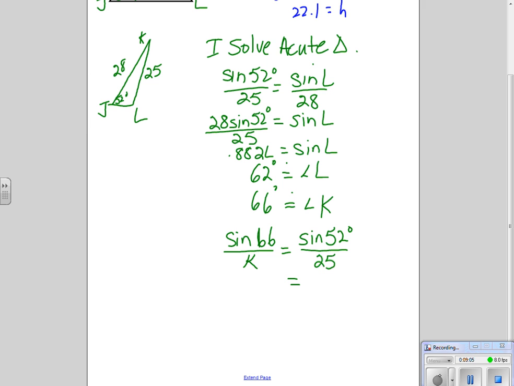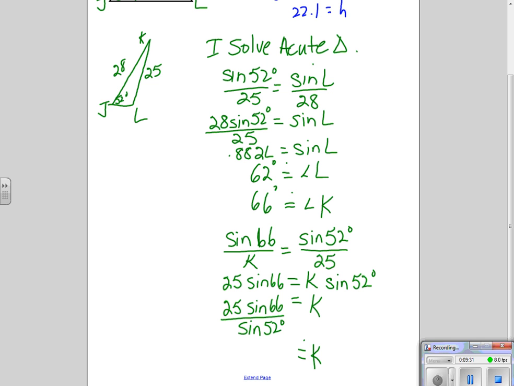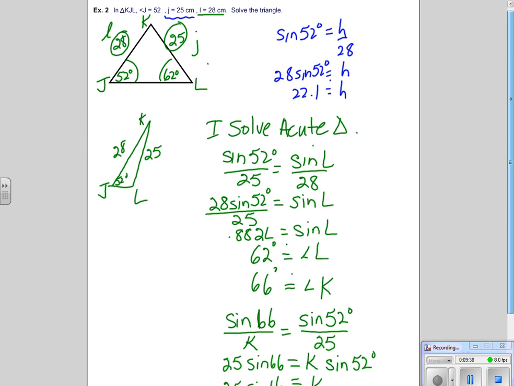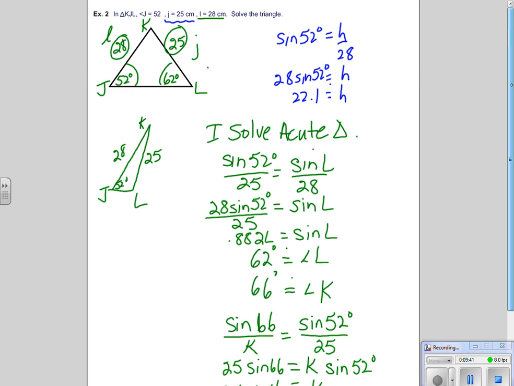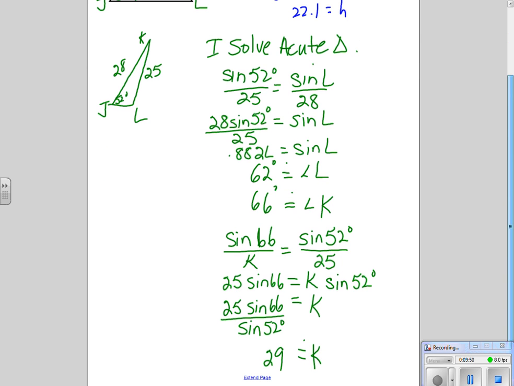I'm going to cross multiply, or multiply both sides by 25, multiply both sides by k, and divide both sides by sine 52. I get for k approximately 29. So if my original diagram was correct and I had an acute triangle, the measures are 66 degrees, 62 degrees, 52 degrees, and lengths of 28, 25, and at the bottom here 29.